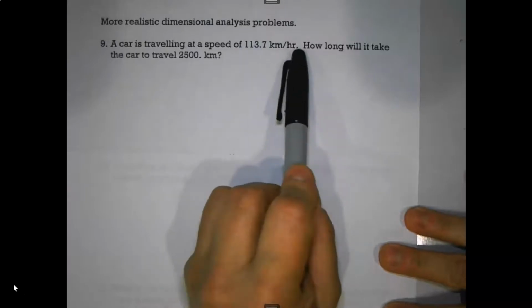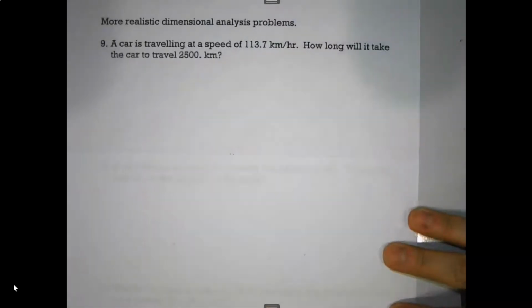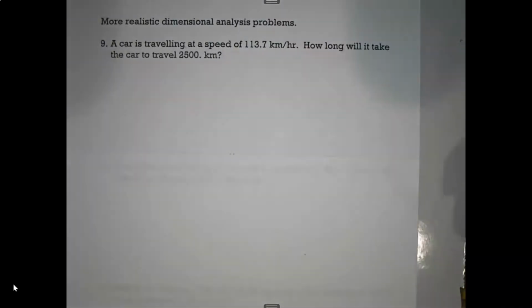Don't solve this with a ratio. You've got to use dimensional analysis. That's the whole idea behind this lesson, is to learn how to use dimensional analysis to convert units. So just because this is the first number that you get to in the question doesn't mean that's where you start. You have to find the question.